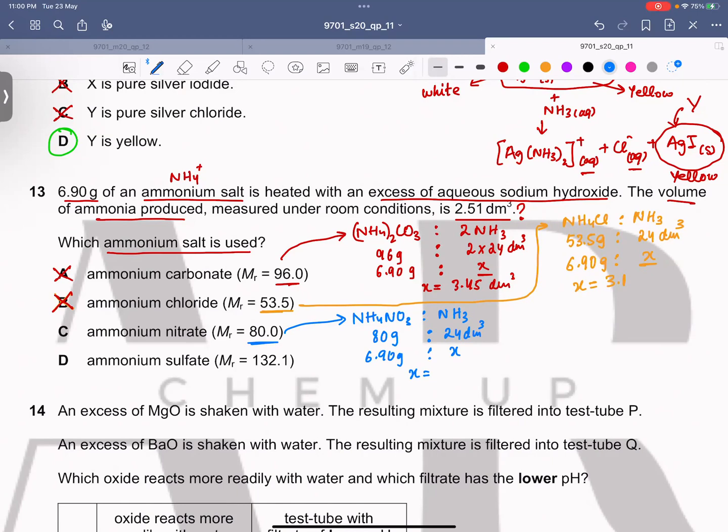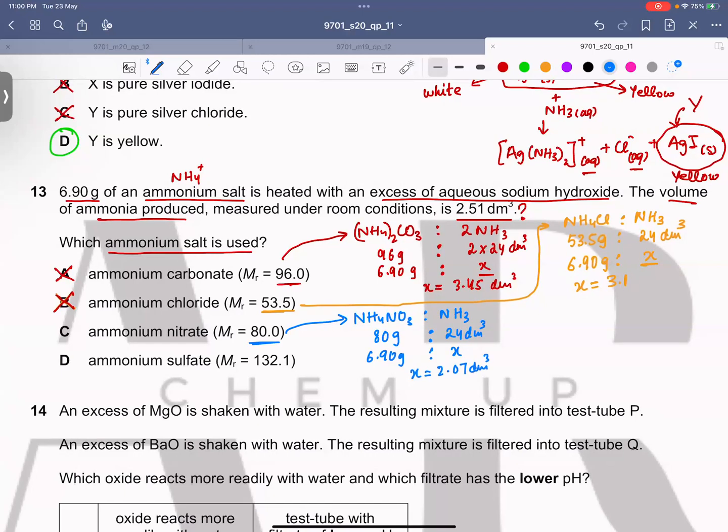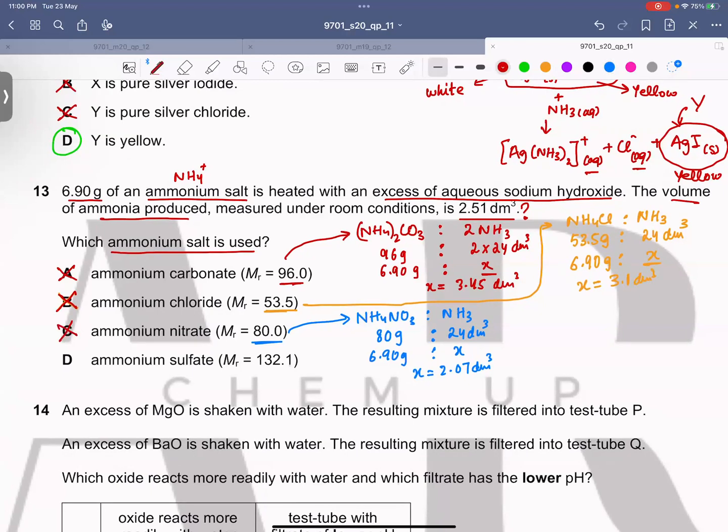What is the value of X over here? 2.07. Okay, so I am getting 2.07 decimeter cube over here, which indicates that it is also the wrong answer. So from an exam point of view, when you have figured out that the first three parts are wrong by calculation, you have to save your time. You don't have to do the fourth part, you can just mark the last option D as correct.